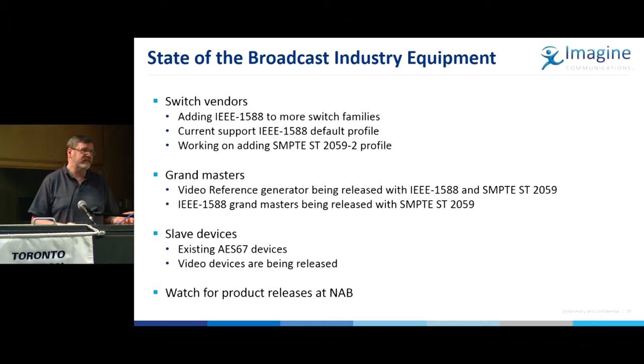Slave devices, AES67 has been using it for a long time. Those devices are available. Also, various video devices are either on the market today or just being announced. So when you go to NAB, you'll see probably a fair number of products that are being announced supporting 2059-1 and -2. So the products are definitely there. I mean, there may not be as many, but they're definitely becoming real and available that you could purchase today or in the very, very near future.